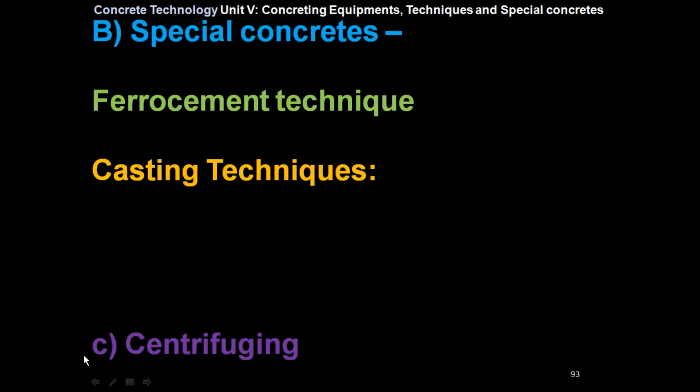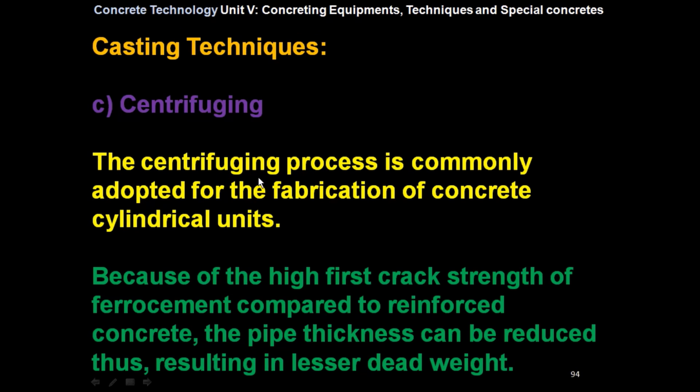Now we will see the third casting technique of ferrocement, that is centrifuging. The centrifuging process is commonly adopted for the fabrication of concrete cylindrical units.